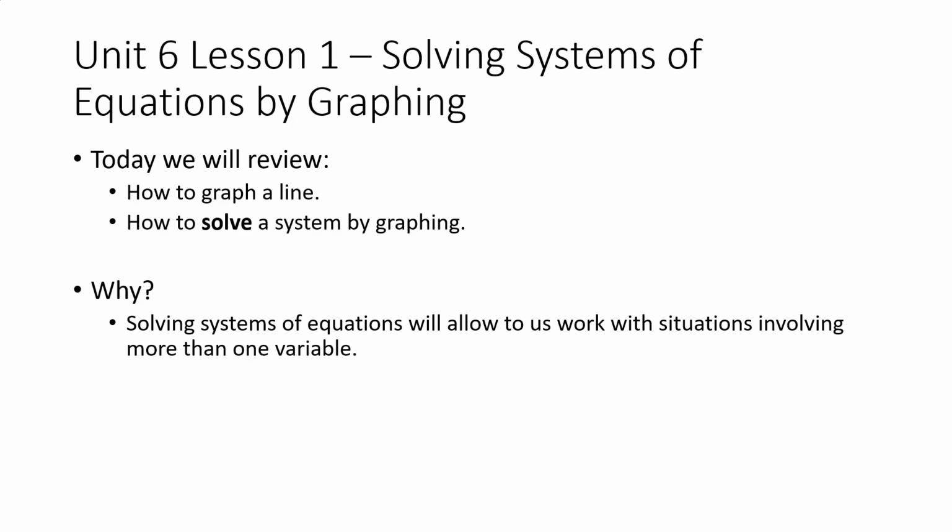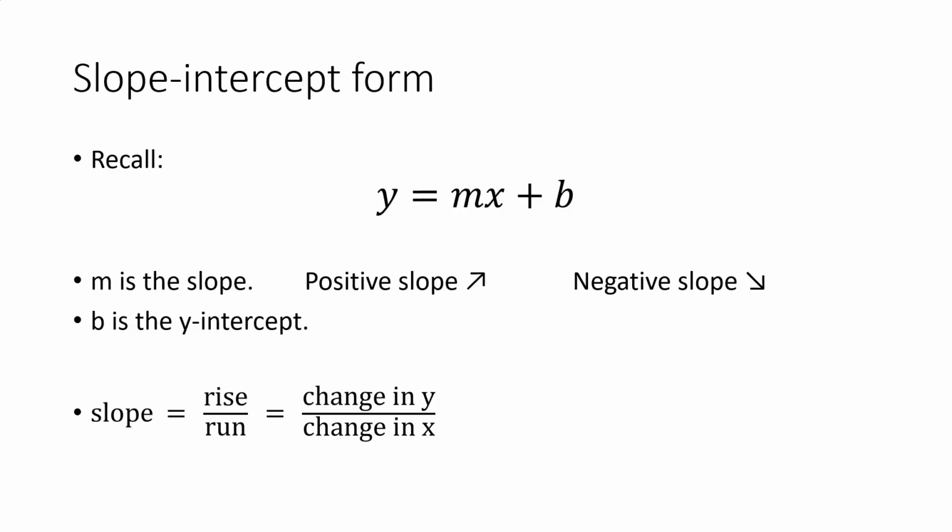And again, the systems are going to come up in all kinds of situations where we have more than one variable, more than one unknown that we're trying to solve for. And graphing is one technique that can allow us to do that. But of course, in order to solve by graphing, you need to know how to graph a line. So just a quick refresher on this from part one.